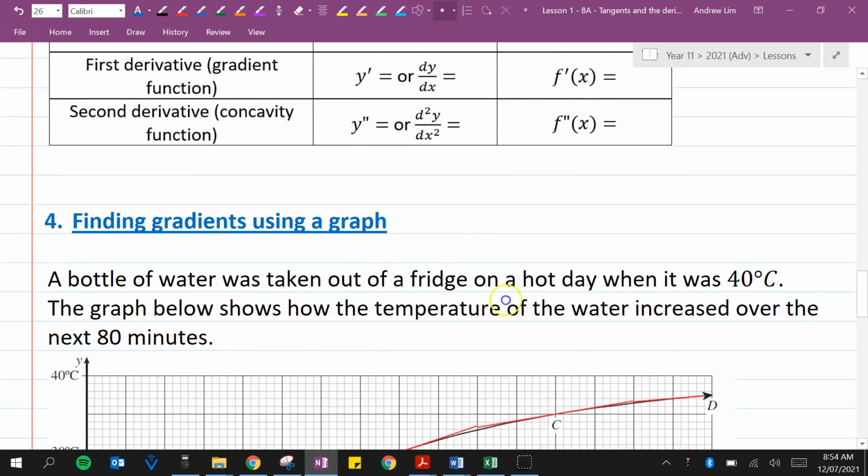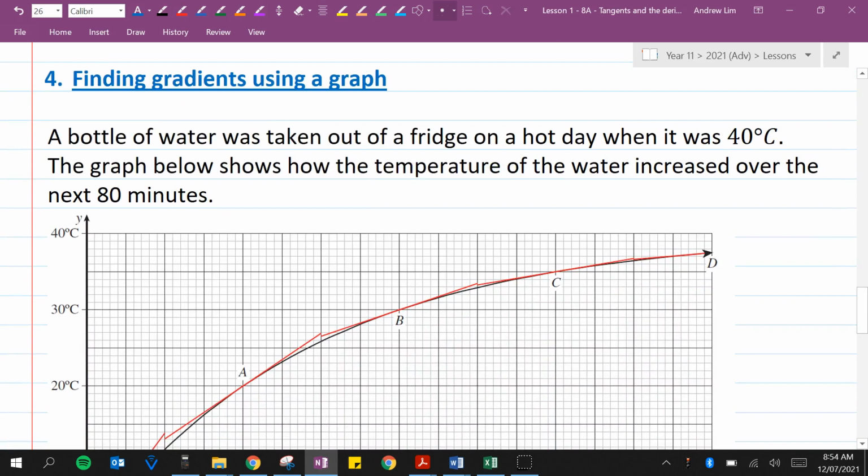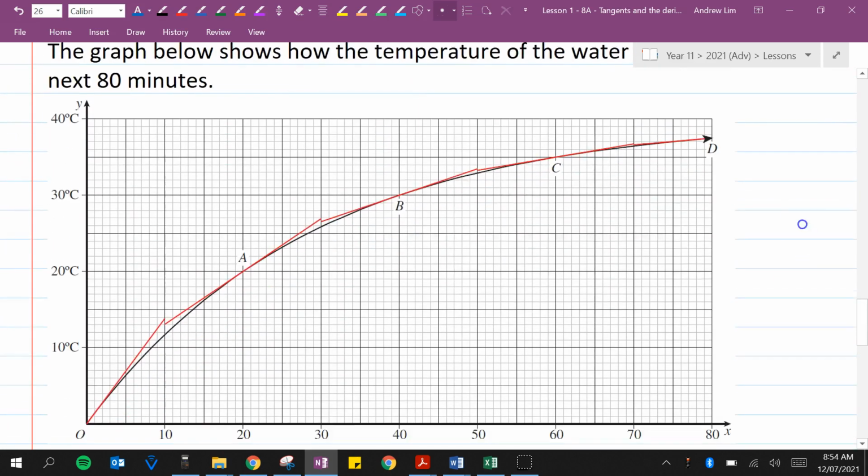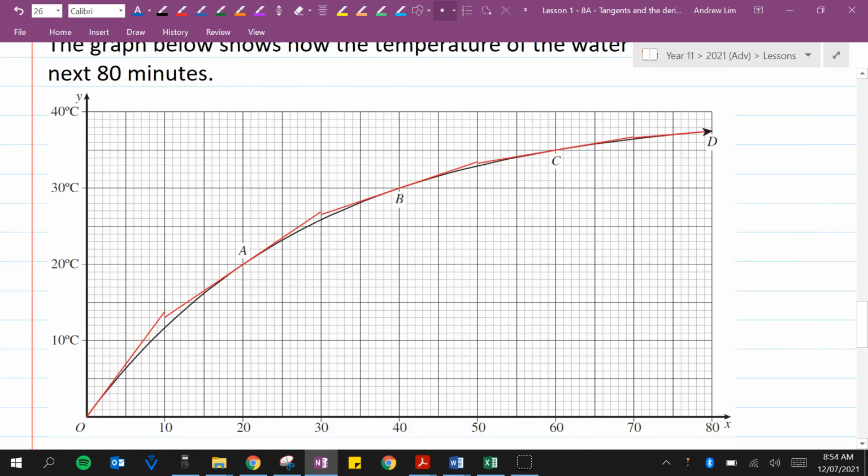Let's have a look at how to find gradients using a graph. So here we've got a bottle of water that was taken out of a fridge on a hot day when it was 40 degrees Celsius. The graph below shows how the temperature of the water increased over the next 80 minutes. So here's our graph.